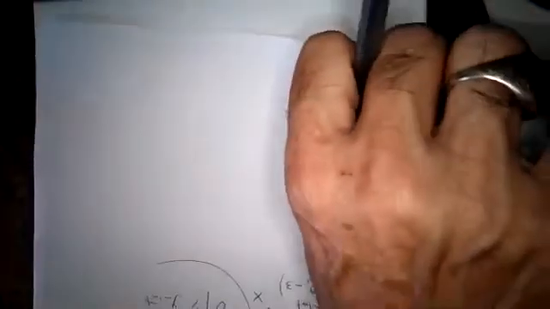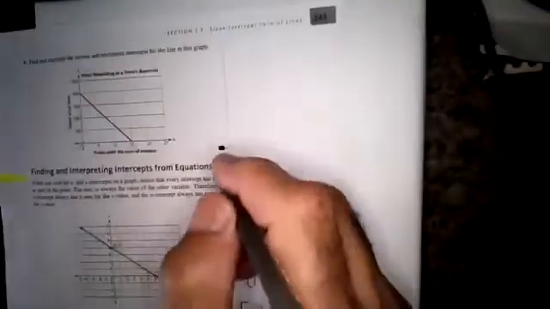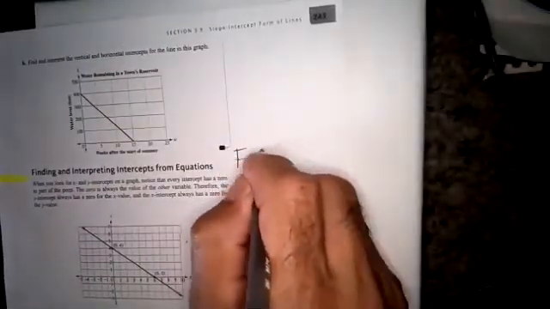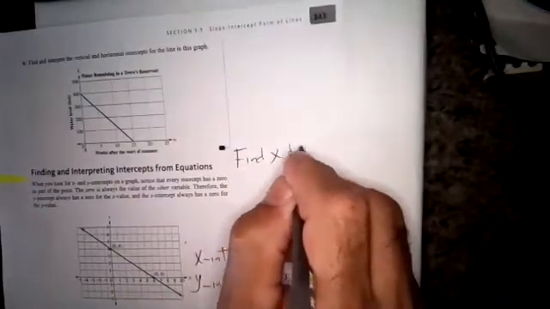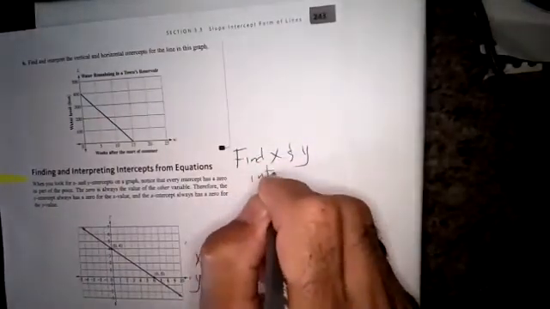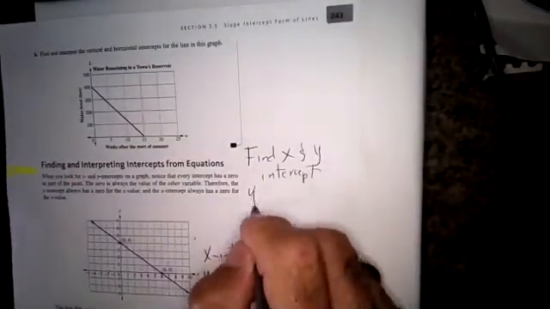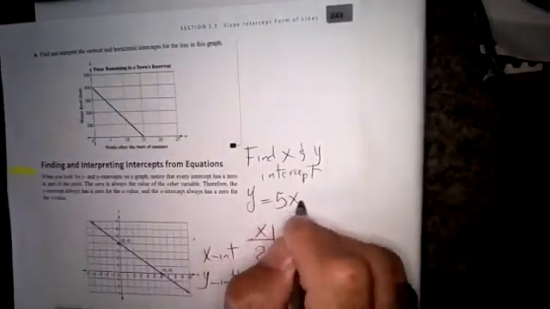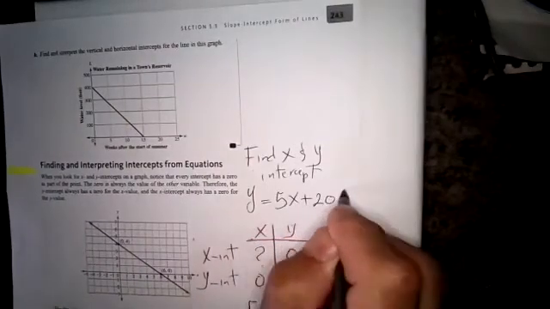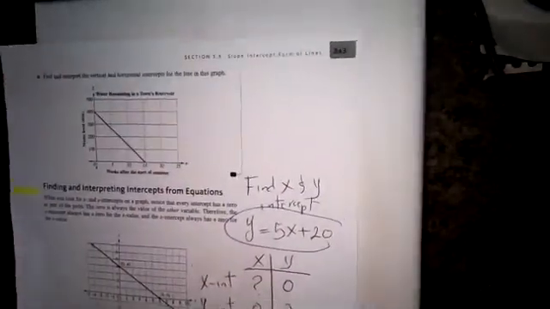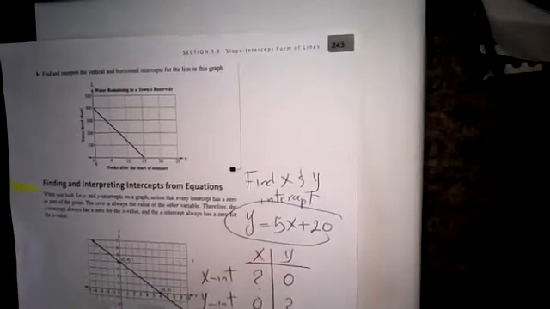What if we give you the equations and ask you to find x and y-intercept? Let's say the equation is this. We give you, instead of the graph, the equation, and we ask you to find x and y-intercept. Remember, the rule is this.